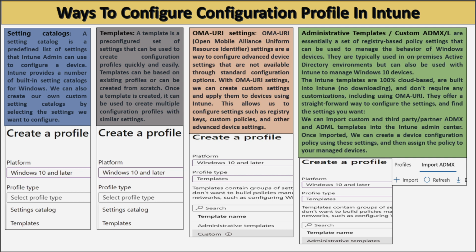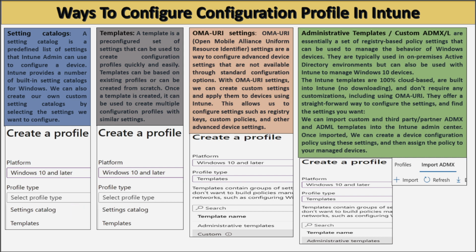For that we have to go to Intune. Within the configuration profile, we have to create a configuration profile and select the platform Windows 10 and later, and within the profile type we have to select the setting catalog profile.